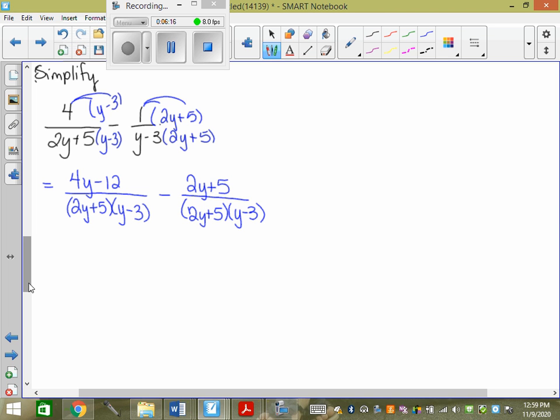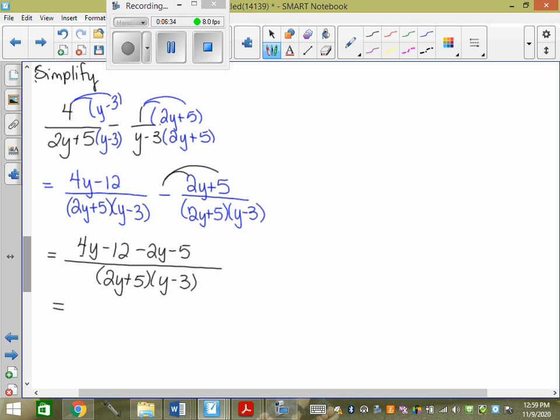Now I have the same denominator, so I can write them all over 1, not getting rid of it because it's not solving. On the top I get 4y minus 12, and then I have to remember to distribute, minus 2y minus 5. So I get 4y minus 2y is 2y. Negative 12 minus 5 is minus 17 over 2y plus 5, y minus 3. Y cannot equal negative 5 halves or 3.